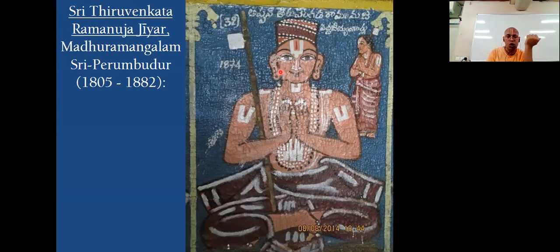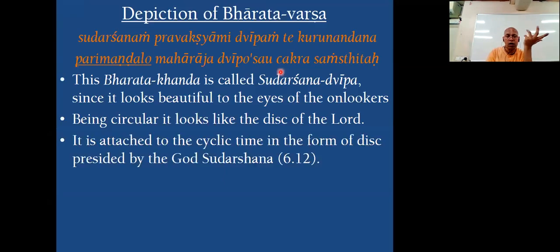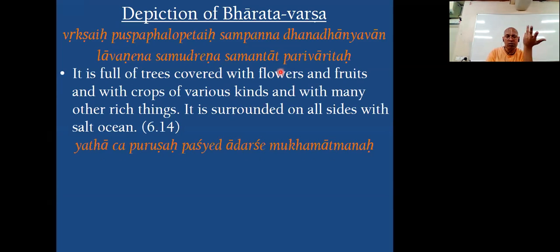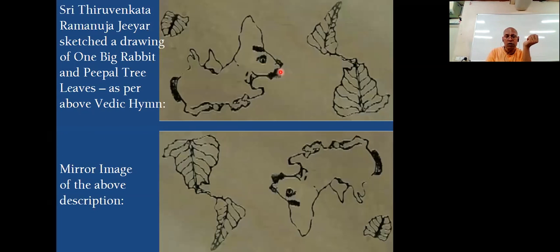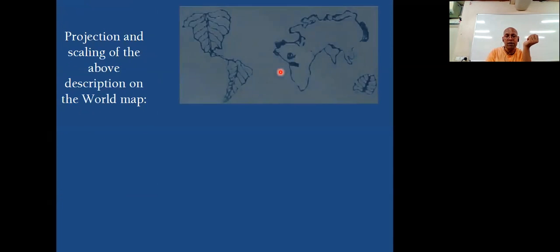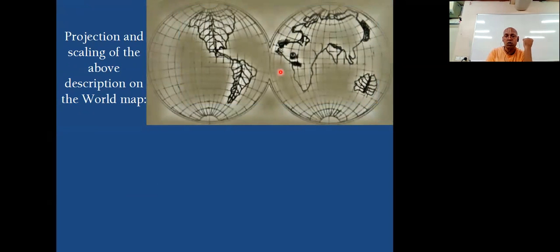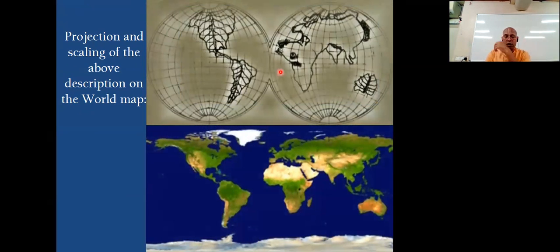So this was the time when the colonial government was going on. So the world map was already made. It can be seen with the projection on the world map, which looks almost similar. So this is what I mean: from Puranas, the theoretical understanding, and from Mahabharat, some pictorial understanding.